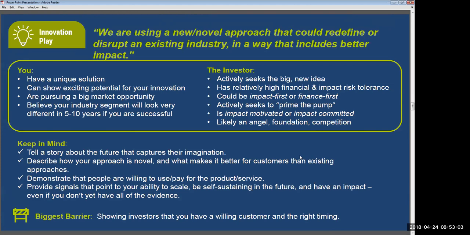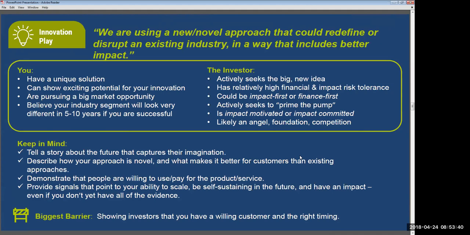And you as an investor, the investor that you're targeting when you're making this pitch, is looking for a big new idea. It's very common in, for example, competitions or university competitions. They may have a relatively high risk tolerance. They might be finance first or impact first. It kind of doesn't matter. It's a very blended audience. But they're trying to do something that they think is going to capture imagination, get press, be seen as something quite innovative and novel.